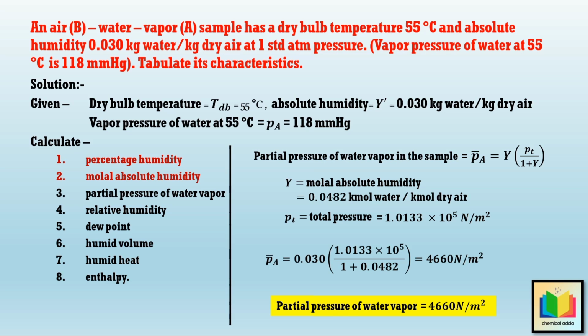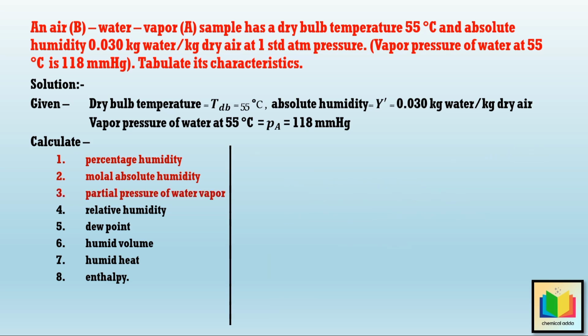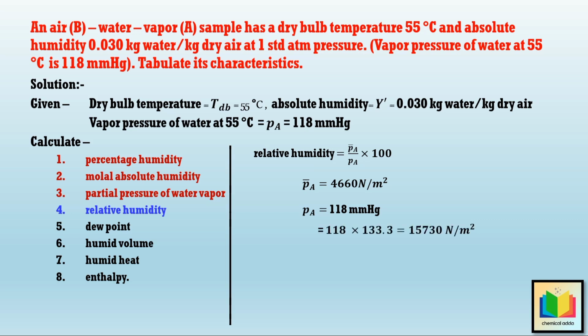Now, let's calculate the next property, that is relative humidity. So the formula for relative humidity is the relative humidity is equal to PA bar divided by PA into 100, where PA bar represents the partial pressure of water vapor, which we have already calculated. PA is the vapor pressure of water, which is given as 118 millimeters of mercury. In newtons per meter square, it becomes 15,730 Newton per square meter. So after putting all the values, we get the relative humidity is equal to 29.6%.